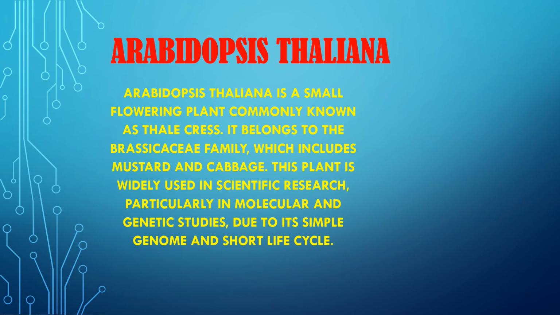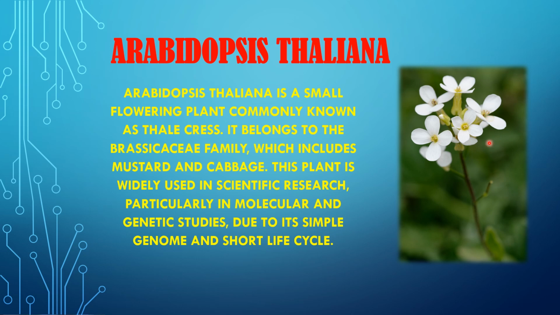plants. Arabidopsis thaliana is a small flowering plant commonly known as thale cress. It belongs to the Brassicaceae family, which includes mustard and cabbage. This plant is widely used in scientific research, particularly in molecular and genetic studies, due to its simple genome and short life cycle. It is a well-known plant which is used by scientists for easy understanding of the concepts, especially with regard to the ABC model of flower development.